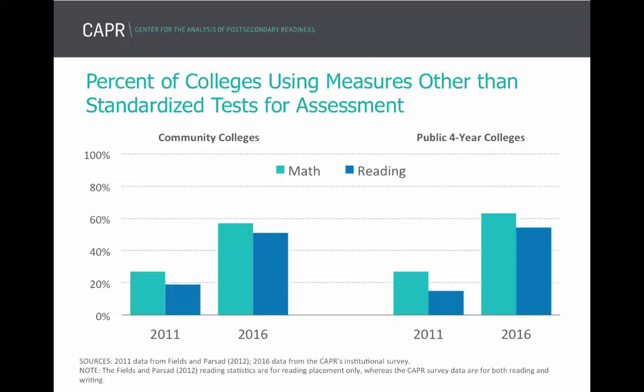What they found is that, as you can see in both math and reading, quite a number of colleges are now using additional measures as compared with research conducted by Fields and Parsad in 2011. And this is true of both community colleges and public four-year colleges. And as you can see, it's a little more likely to happen in math than in reading or reading and writing.